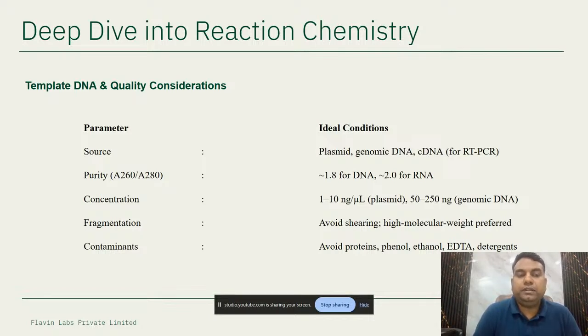It should be free of contaminants. What are contaminants? Protein, phenol, ethanol, EDTA, or any detergent. They should not be present in our DNA or plasmid which we are going to use for PCR.